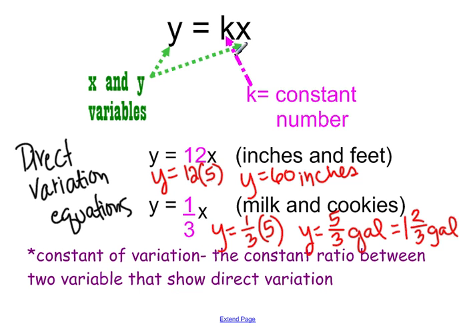This letter k, this constant number, is really important, and it has its own vocabulary word. It has its own special name. It's called the constant of variation. And that's the constant ratio between two variables. Excuse me, that should have an s: two variables that show direct variation. Please remember, the best part about these videos is you can pause whenever you need to and continue watching once you have everything written down.